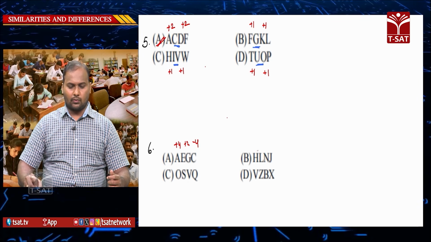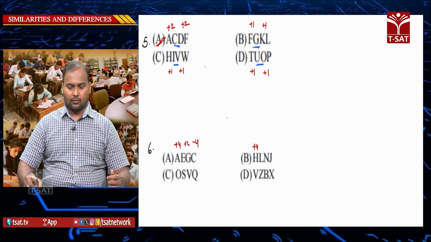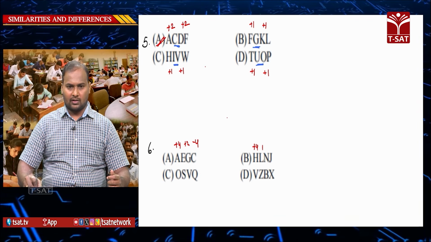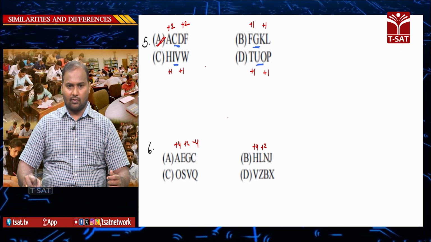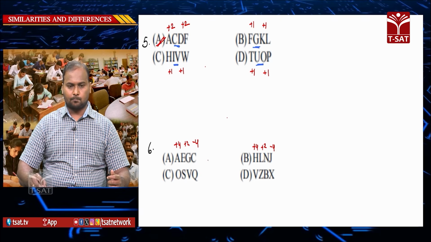For example, H to L, what is H? 8, L is 12. So what is the change? Plus 4. In the same way, L 12, N 14. So it also increased by plus 2. In the same way, what is N? 14, J is 10. So it is decreased by minus 4.